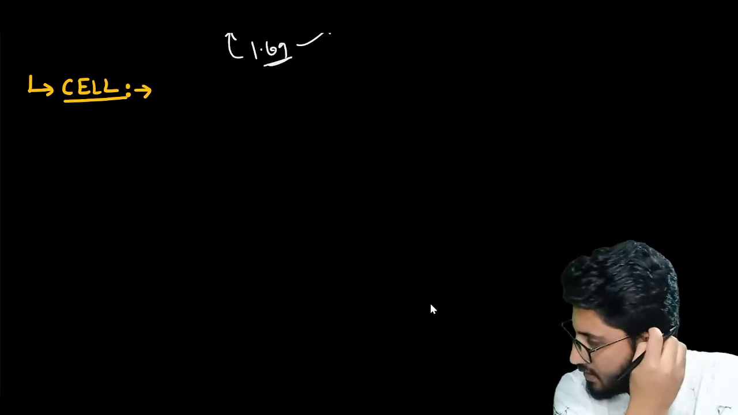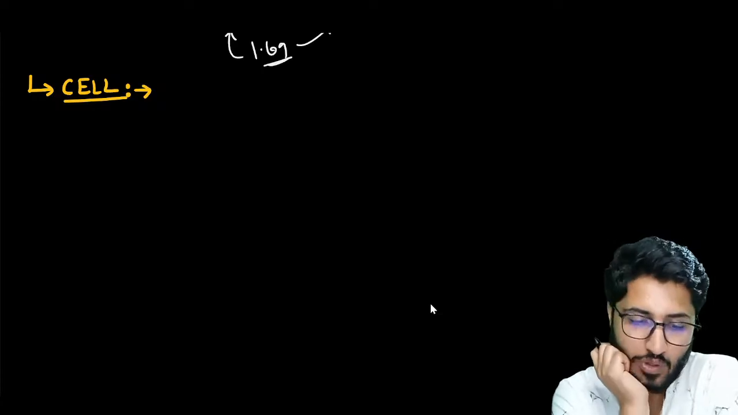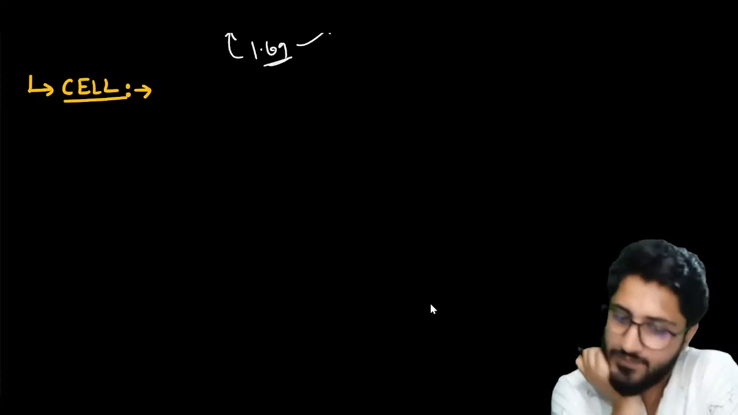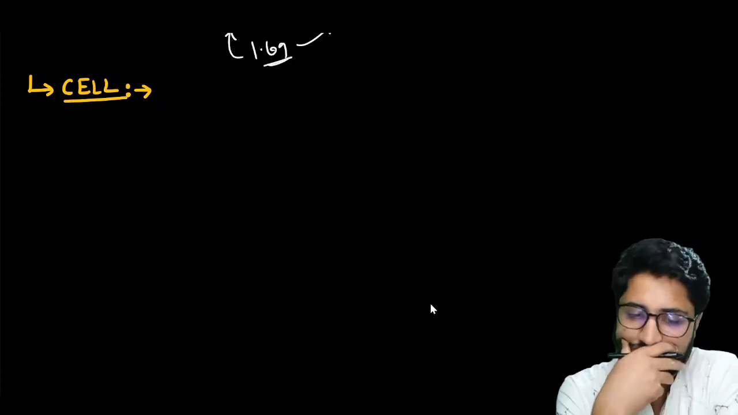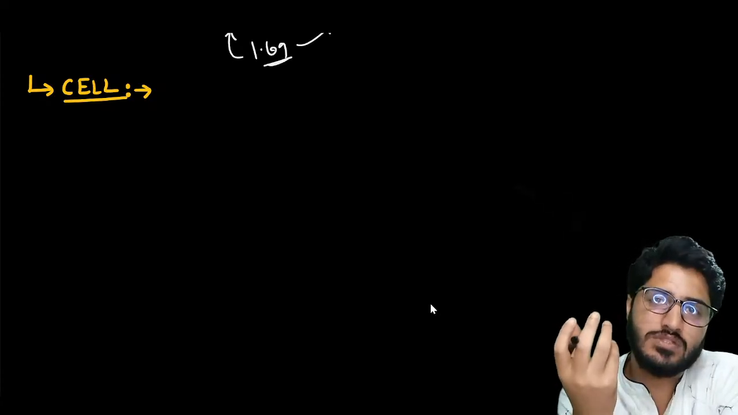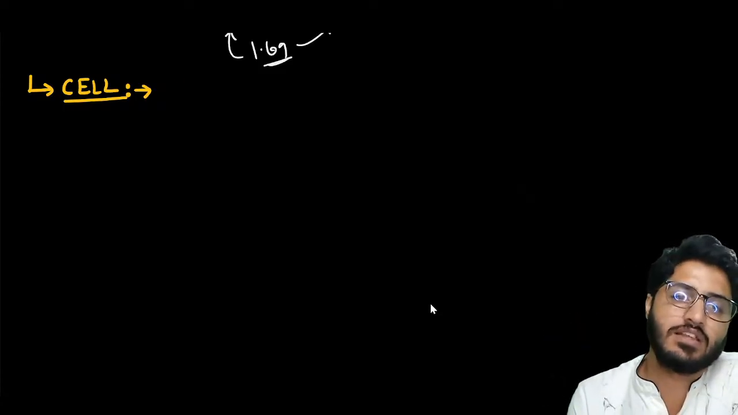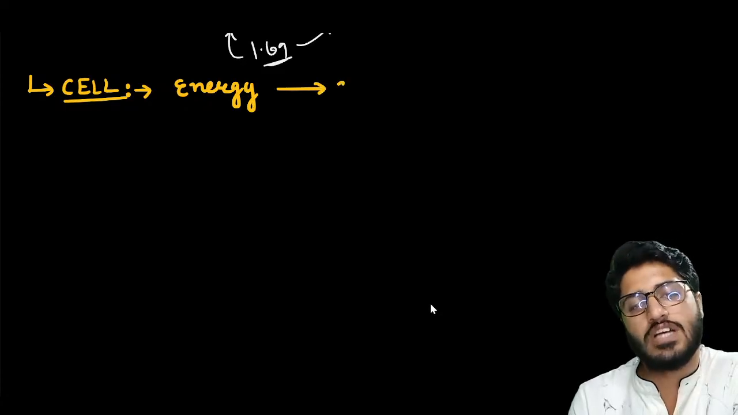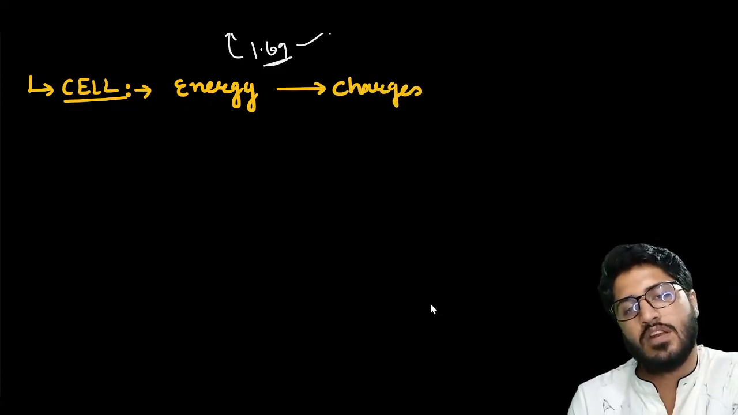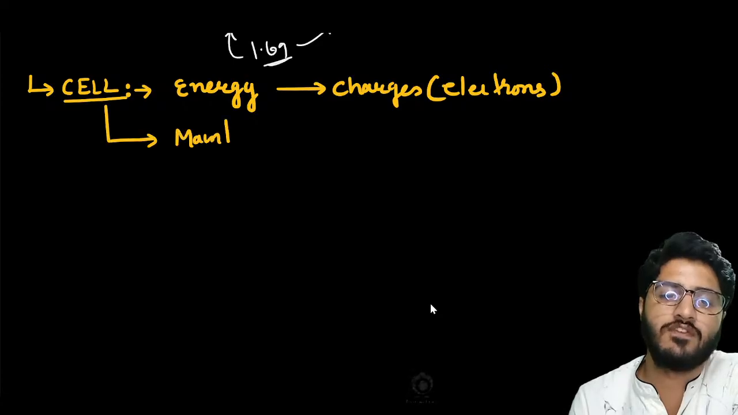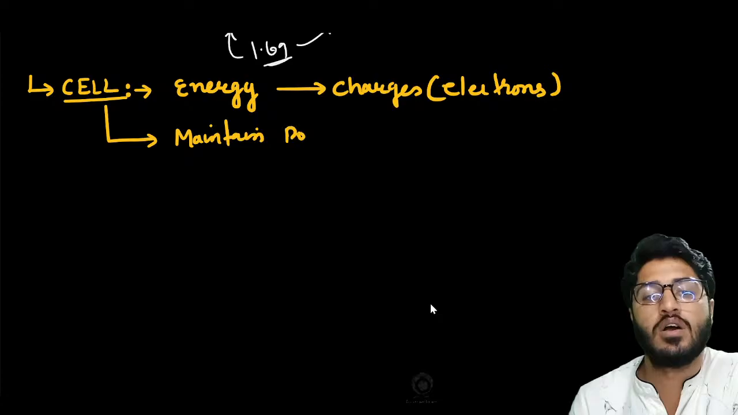Okay. Do you know what is cell? Do you have any idea about what cell is? Any idea? Cell basically gives the energy. Okay. Cell gives energy. To whom? To charges. So here we are talking about the electrons, or it maintains, in your books you will find, it maintains potential difference.